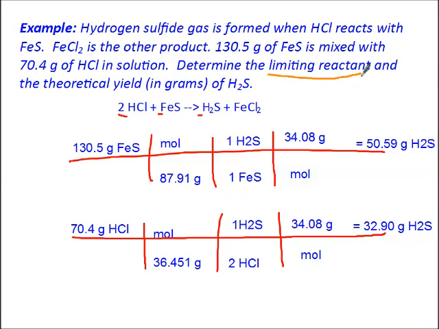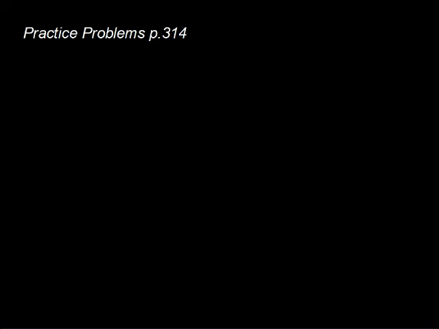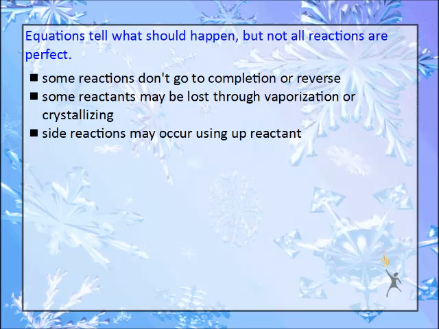Determine the limiting reactant. Which is the limiting reactant? Well, which one made less? 32.9 is less than 50. So my theoretical yield is this. And my limiting reactant then would be the HCl that I'm starting with. My FeS is called the excess. And that's all you have to do. 2 stoichiometry problems, compare the answers, and then state at the end how much you have. We'll do some practice problems in class tomorrow.